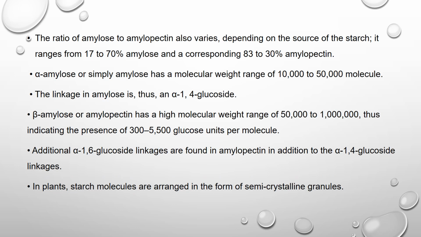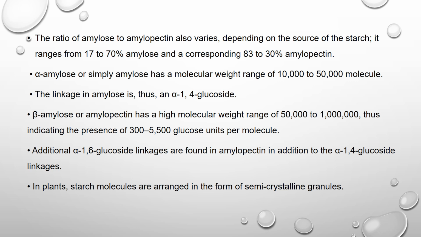The ratio of amylose to amylopectin varies. It depends on the source of starch from where we got it. The range is 17 to 70 percent amylose and 83 to 30 percent amylopectin. Alpha amylose, or otherwise amylose, has a molecular weight range of 10,000 to 50,000. The amylose units are joined together by means of alpha 1,4 glycosidic linkages.